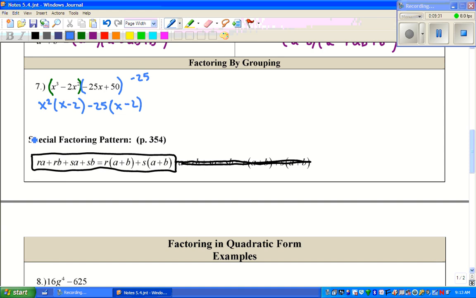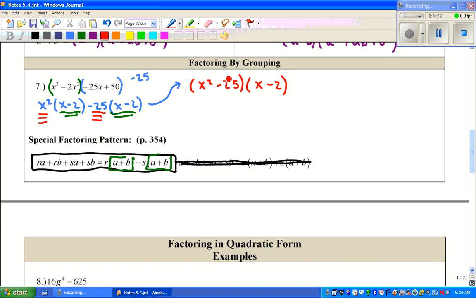Okay, so take a look at what we have here. Take a look at this part, a plus b, and a plus b. We got x minus 2 and x minus 2. So what happens now is you take this monomial that you factored out and this monomial that you factored out, and you write it as x squared minus 25. Then you have this part, x minus 2, x minus 2. You're going to write that as x minus 2 only. So you've broken this up into two sets of parentheses here.